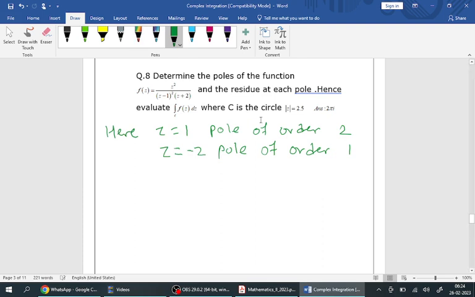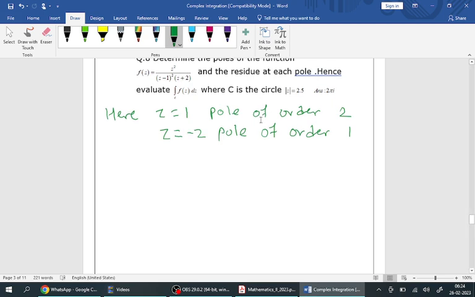So we have two poles. The question is to find the poles first. So we write the poles first: 1 and minus 2 are the poles of order 2 and 1 respectively. That is one thing. Now we have to calculate the residue at each pole. So let R1 be the residue at z equal to 1. The question is to find the residues also, so find the residue at each point. So we are calculating compulsorily like this.